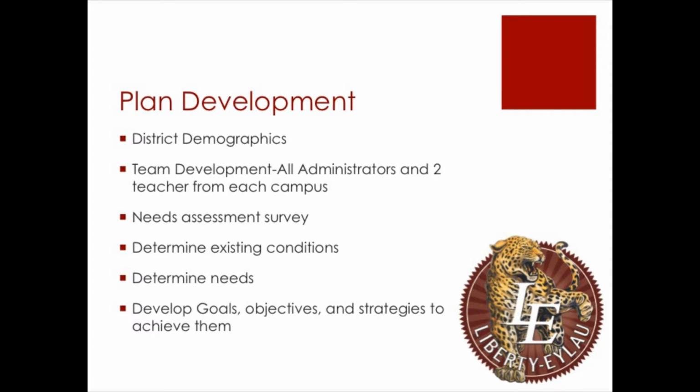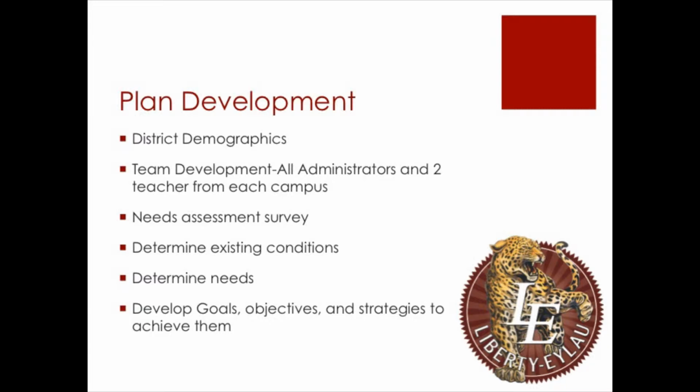And when we developed our plan, we looked at a variety of things. The first thing we look at are the demographics of our district. In Liberty-Ilo, we have 2,829 students on 6 campuses. That puts us as a 3A school in the state of Texas. We are 71% economically disadvantaged, and every year in technology, we have approximately $1.4 million to spend on technology.